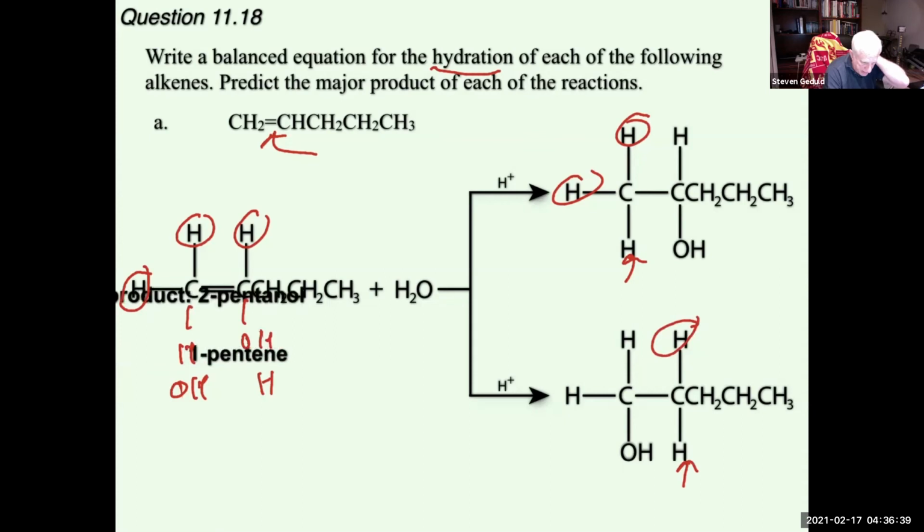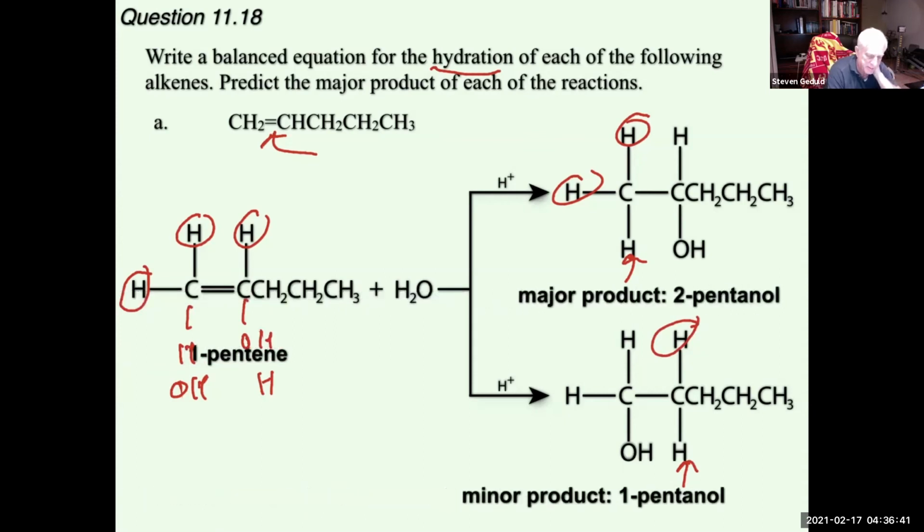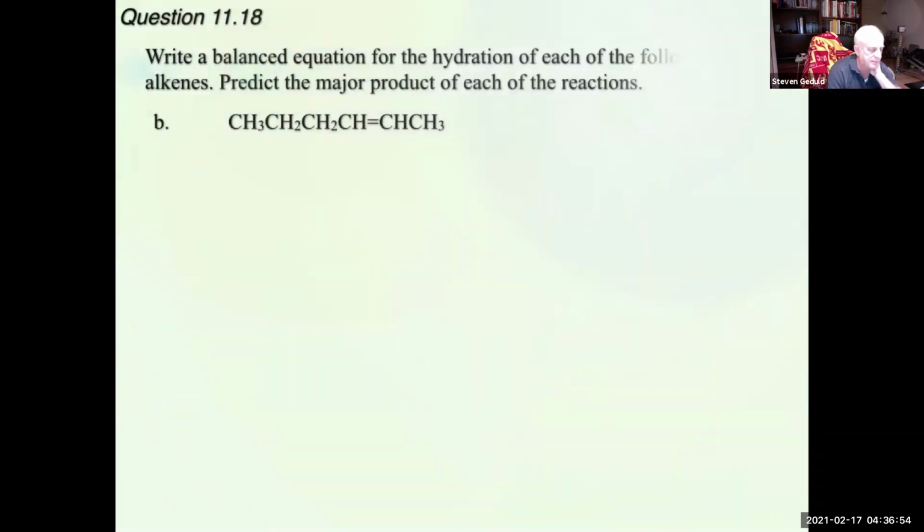That's 1-pentene, and there's your minor product. Your major product is 2-pentanol. Again, you name where the OH group is. And the other one is 1-pentanol. You name where the OH group is. Perfect. You guys are getting this pretty quick.